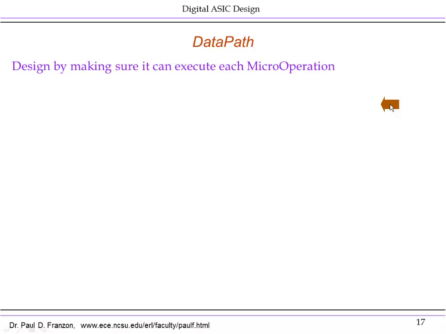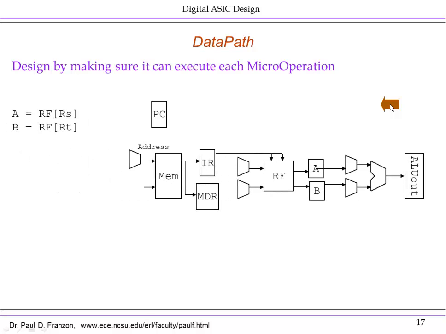Finally, to finish the data path, we have to actually make sure we have all the features required to perform all the micro operations that we ended up with. So we're going to now go through that and see if we have all those features, adding features if we need to. So this is kind of our baseline data path that we have so far, the major elements that we had, the ALU, the register file, the memory, program counter, the instruction register, adding in A and B and ALU out. So this is our starting point.